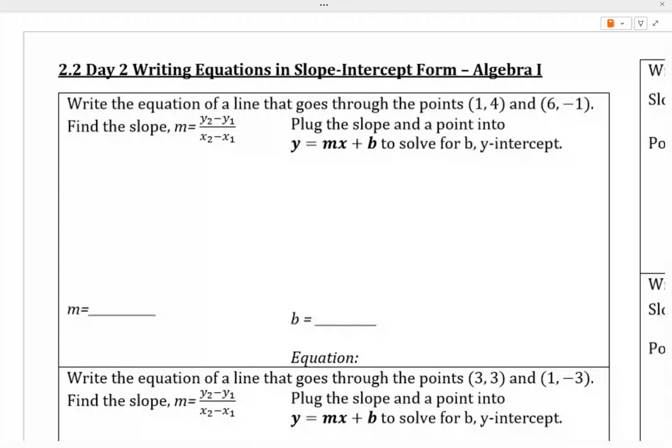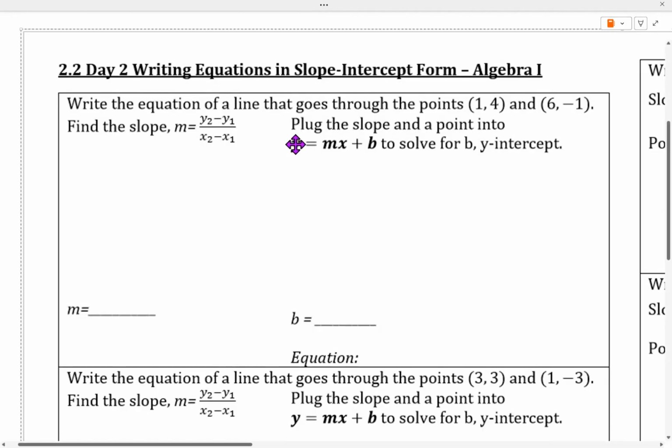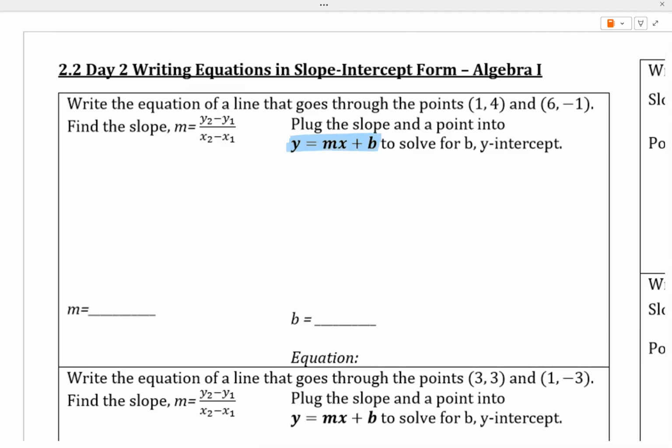Okay, today we are going to be writing equations in slope-intercept form given 2 points or 2 coordinates. So that means we are not provided a y-intercept and we are not provided a slope. And so we're going to have to find both of those things in order to write our equation in slope-intercept form. So just a reminder, slope-intercept form says y equals mx plus b, where m is our slope and b is the y-intercept. So we're going to need to find m and b in order to write our equation.